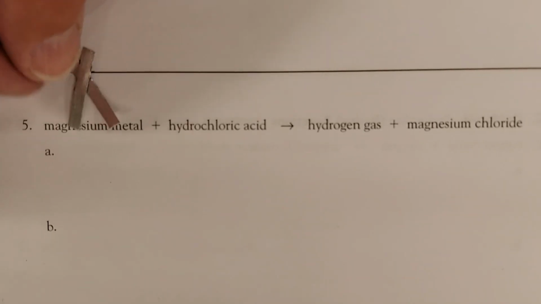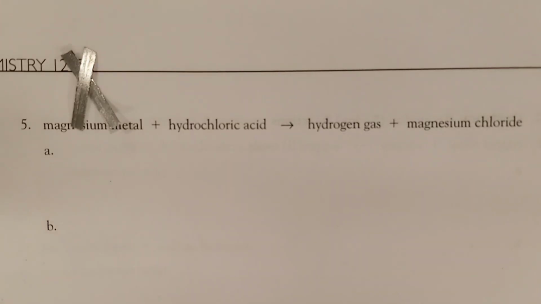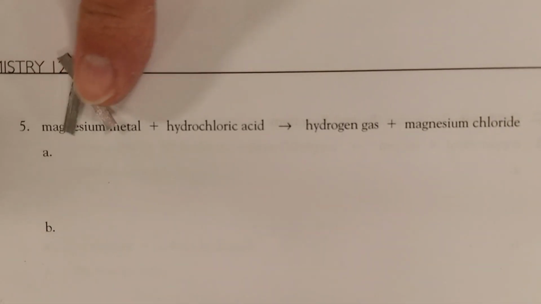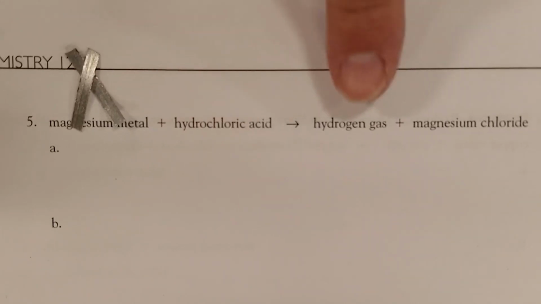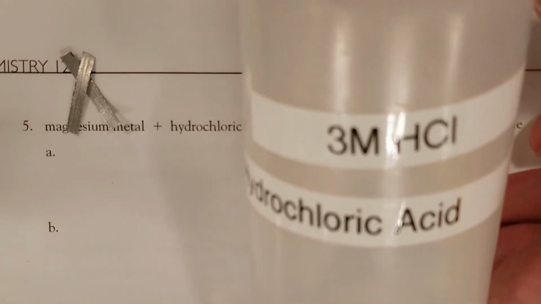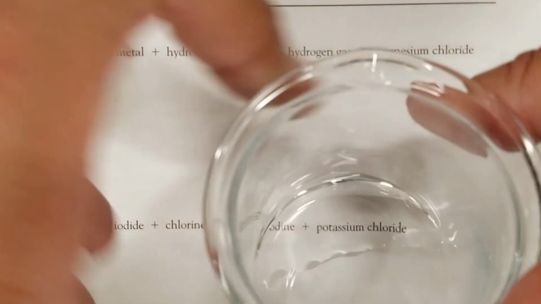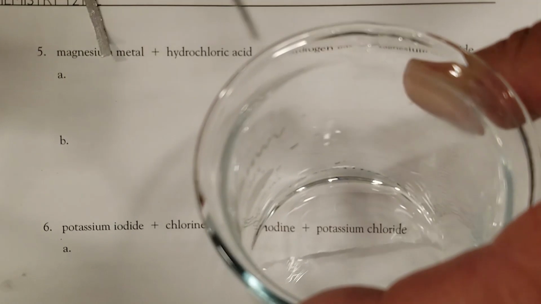Okay guys, we're at the top of page 100 here. We're going to react magnesium metal again, but instead of reacting it with oxygen, we're going to react it with hydrochloric acid. What you should know is that a general reaction in chemistry is when a metal reacts with an acid, it typically produces hydrogen gas. So here's our acid, 3 molar hydrochloric acid. We're going to pour a little bit into a beaker here.